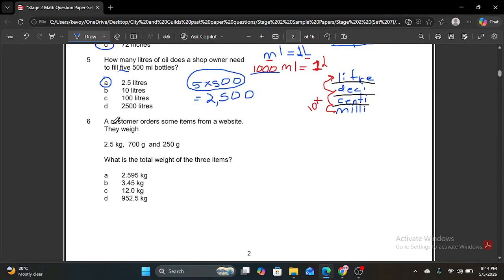Okay, so a customer ordered some items from a website. They weigh 2.5 kilograms, 700 grams, and 250 grams. What is the total weight of the three items? Because they don't have the same unit, the first thing that we need to do is convert them so they have the same unit.